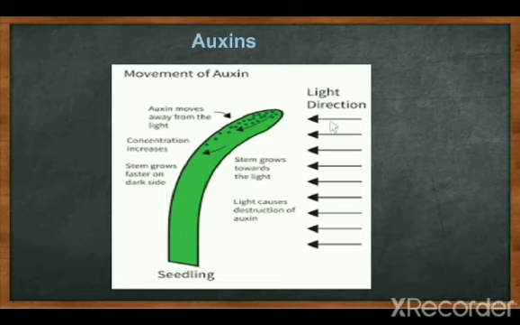This process is called apical dominance. Apical means, have you learned about apical tissue in class 9th? Apical tissue is at the tip. So apical is dominant. Dominant means dominate. It means it will be moved from the light direction.